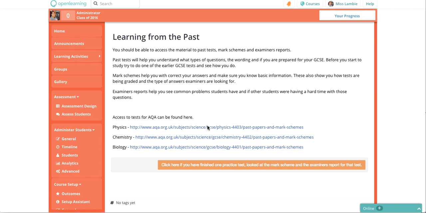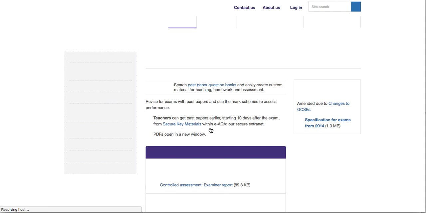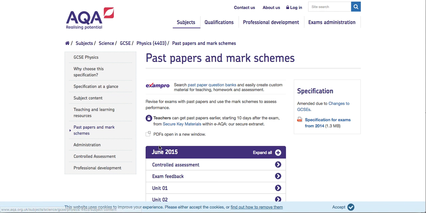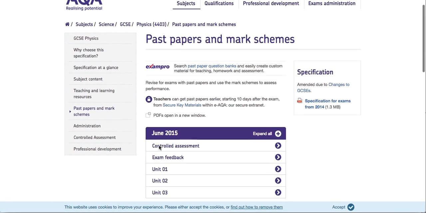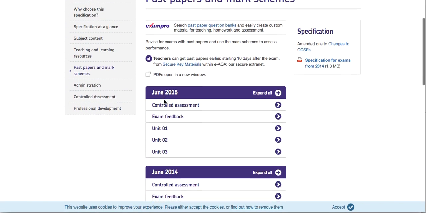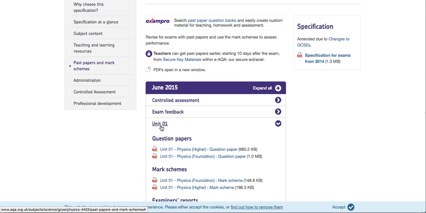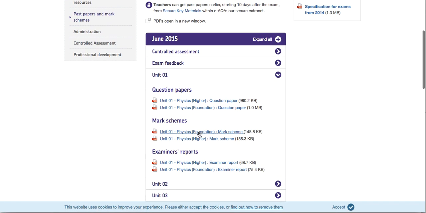All I'm going to do is click on the physics one. That should open up in a second, and what you're going to see is this. So you have past papers and mark schemes. Let's say we're starting with Unit 1. You have the different papers, the different mark schemes, and the different examiner's reports.